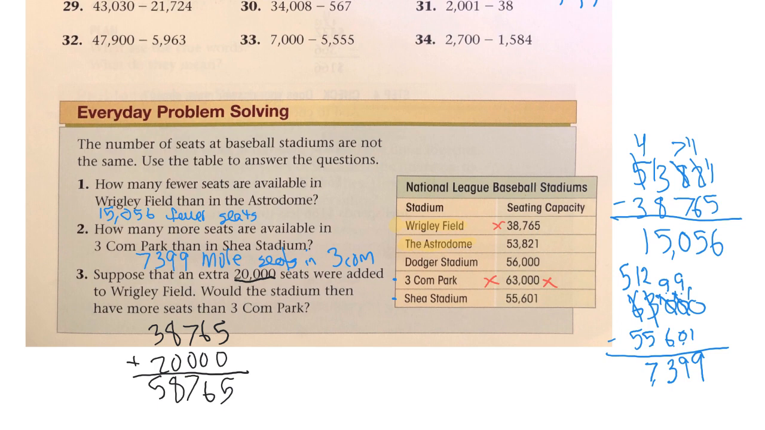It's going to give us 58,765. The question was, if we had these 20,000 seats added to Wrigley Field, would the stadium then have more than 3Com? So 58,765 is less than 63,000. So the answer would be no. It would not have more.